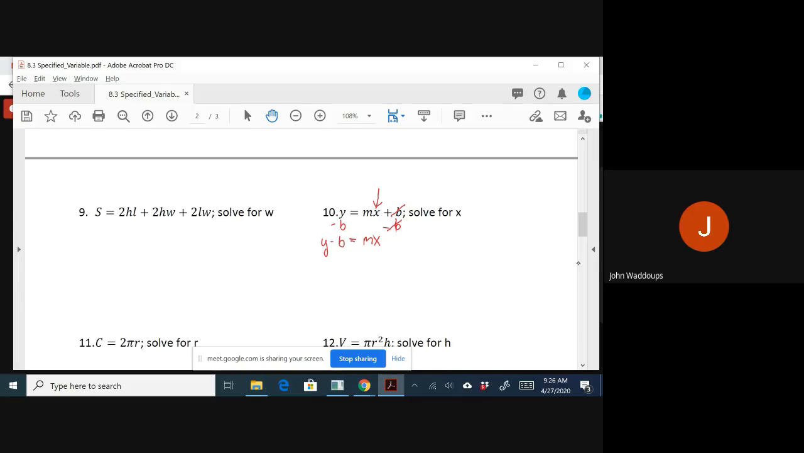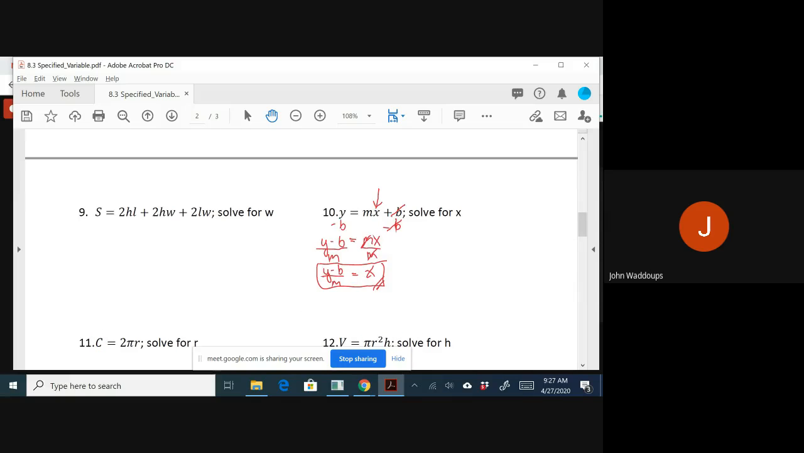So then again, now I'm down to mx, and the opposite of multiplying by m would be dividing by m. And m divided by m is 1, so it cancels. And I'm left with x on the right. And on the left, I've got y minus b all divided by m. And that now is solved for x. And that's our final answer.